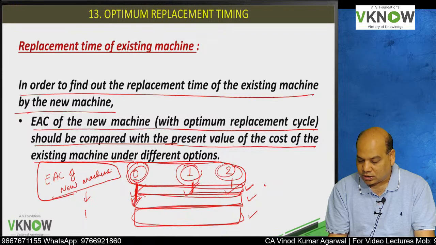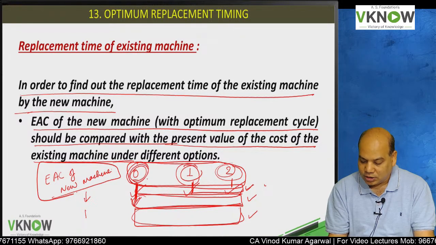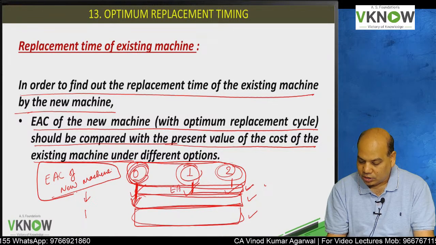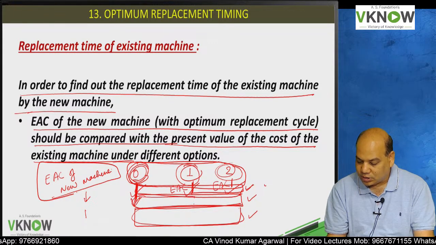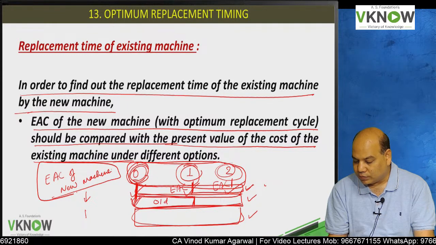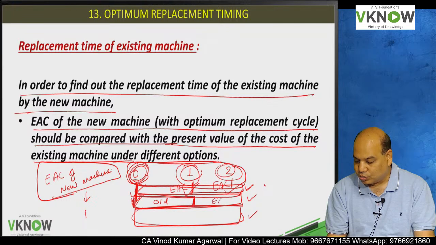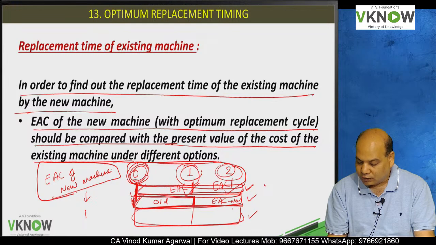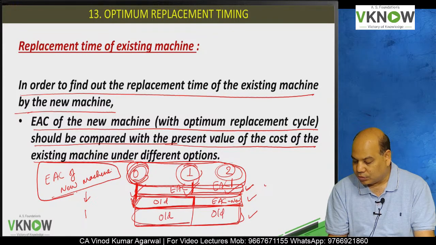So compute the EAC. Suppose you replace it in year 0, then you will incur the EAC for year 1 and year 2. If you replace it after 1 year, use the cash flow of the old machine for 1 year and use the EAC of the new machine for the second year. And if you replace after 2 years, you take the cash flow of the old machine for 2 years.